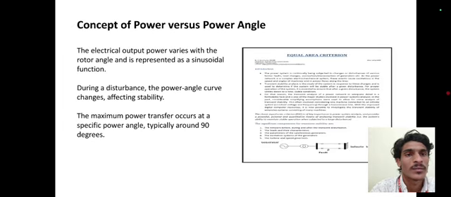Concept of power versus power angle. The electric output power varies with the rotor angle and is represented as a sinusoidal function. During a disturbance, the power angle curve changes, affecting stability. The maximum power transfer occurs at a specific power angle, typically around 90 degrees.